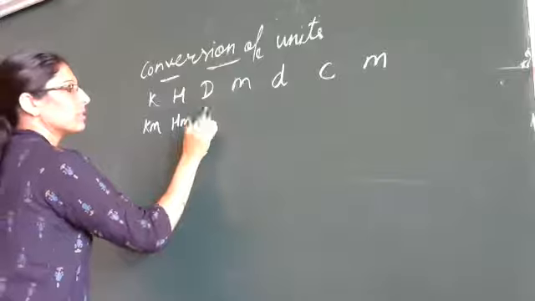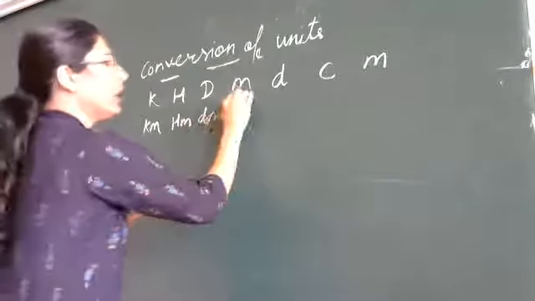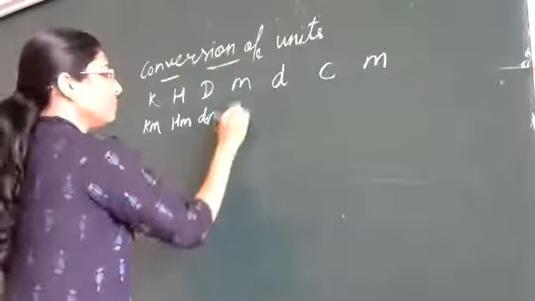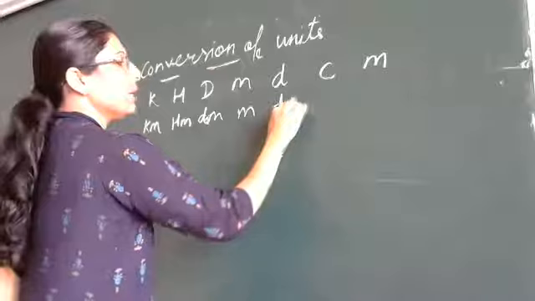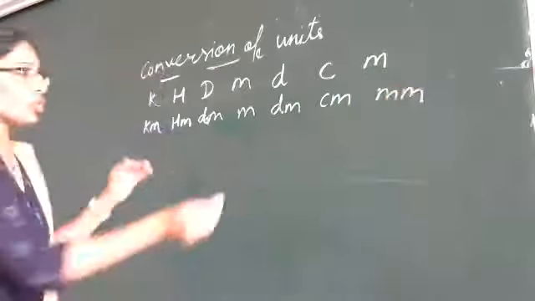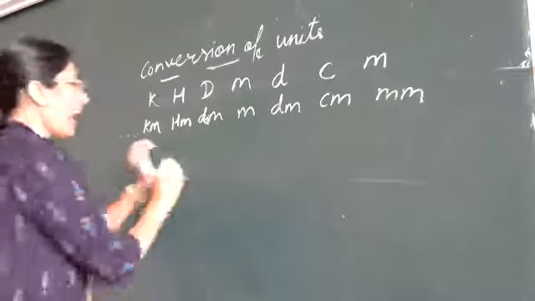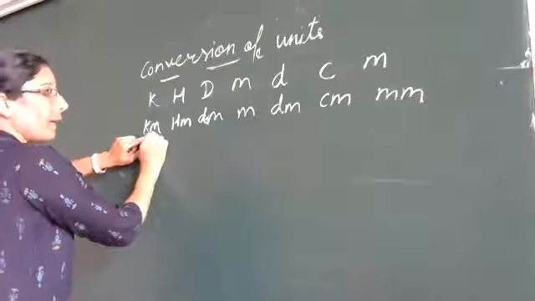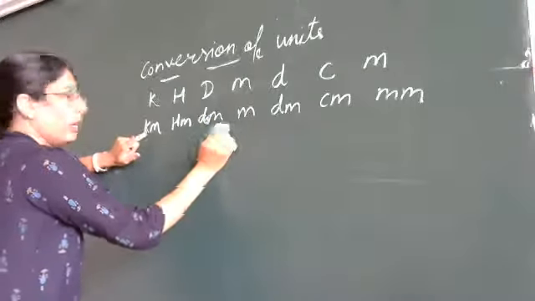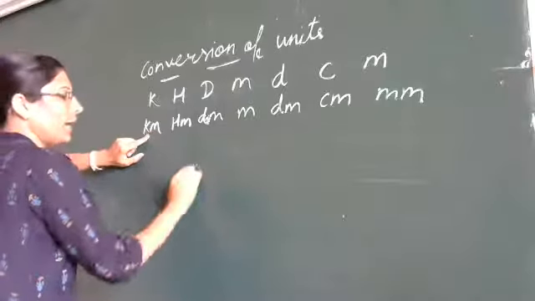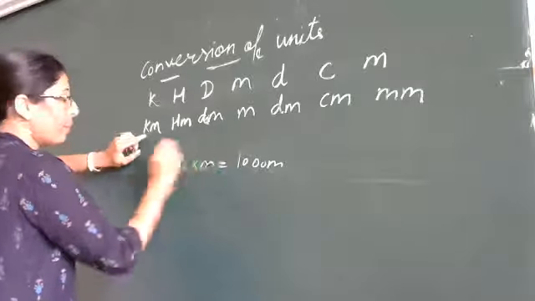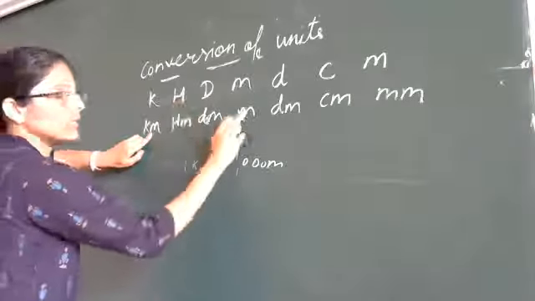Here, this is hecto. Then this is meter, then your decimeter, this is centimeter, this is millimeter. Okay, so as you go from greater unit to smaller unit, see, kilometer is equal to 1000 meter. How? Because you see, three times it will go this side.